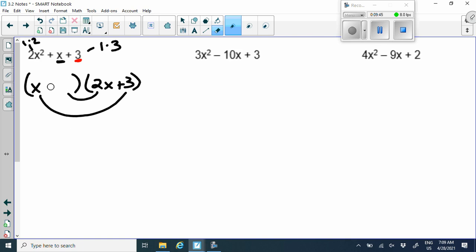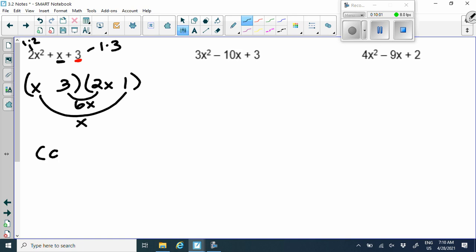So I'm going to switch the 1 and the 3. So we're going to put 3, and we're going to put 1 here. So 3 times 2x gives me 6x, and x times 1 gives me x. Oh, that definitely will not add up to the middle term of just x. So this is because we exhausted all our possibilities. You cannot factor.